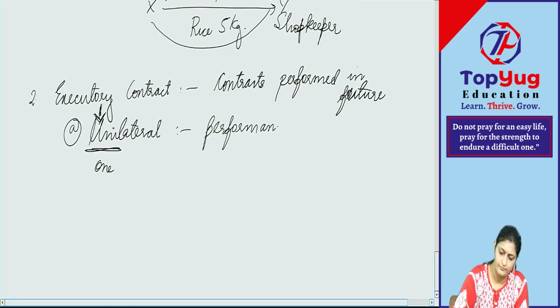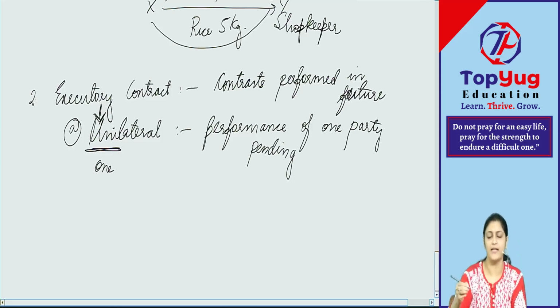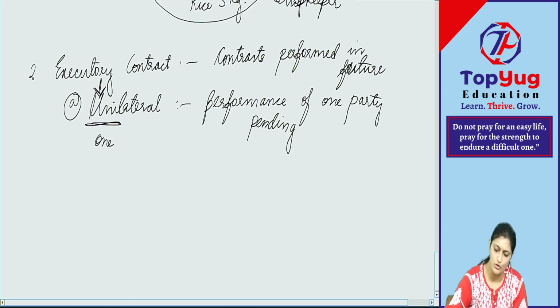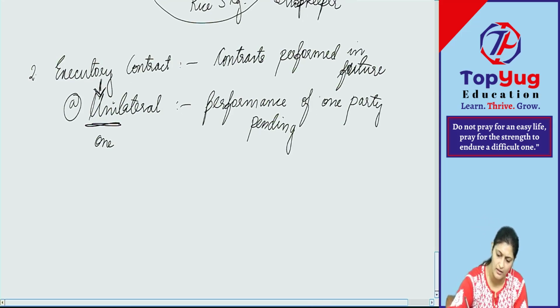Performance of one party is pending. That type of contract is known as unilateral contract.